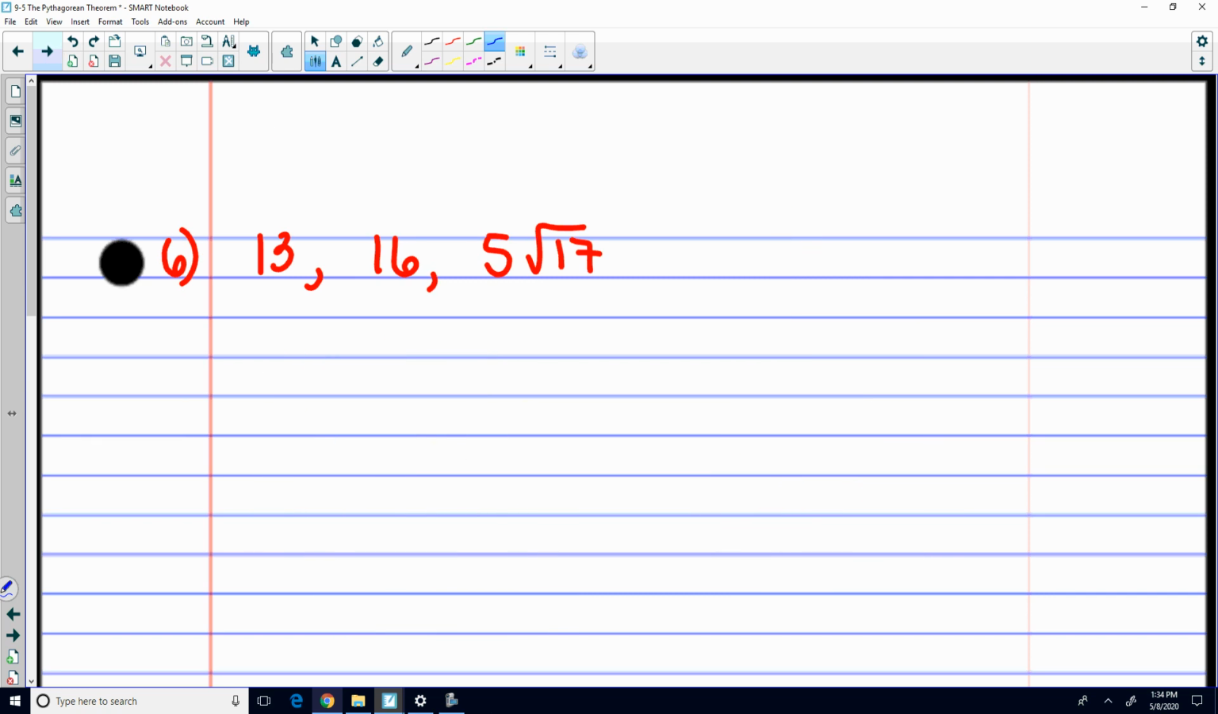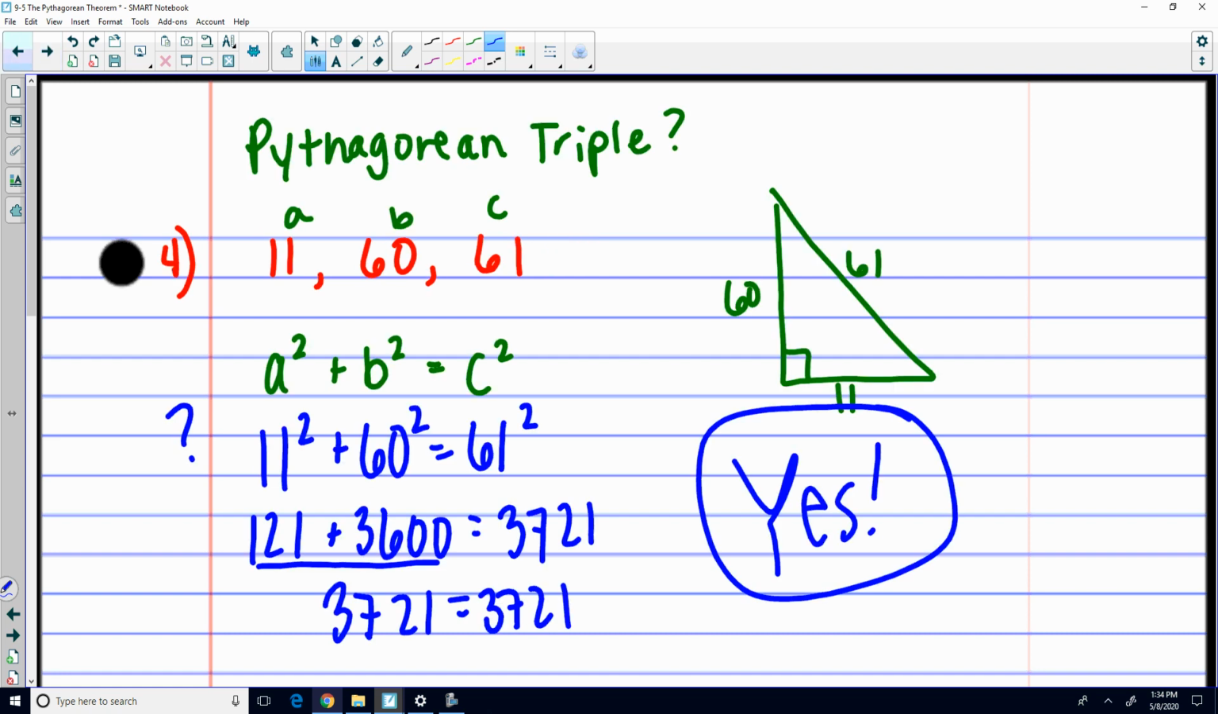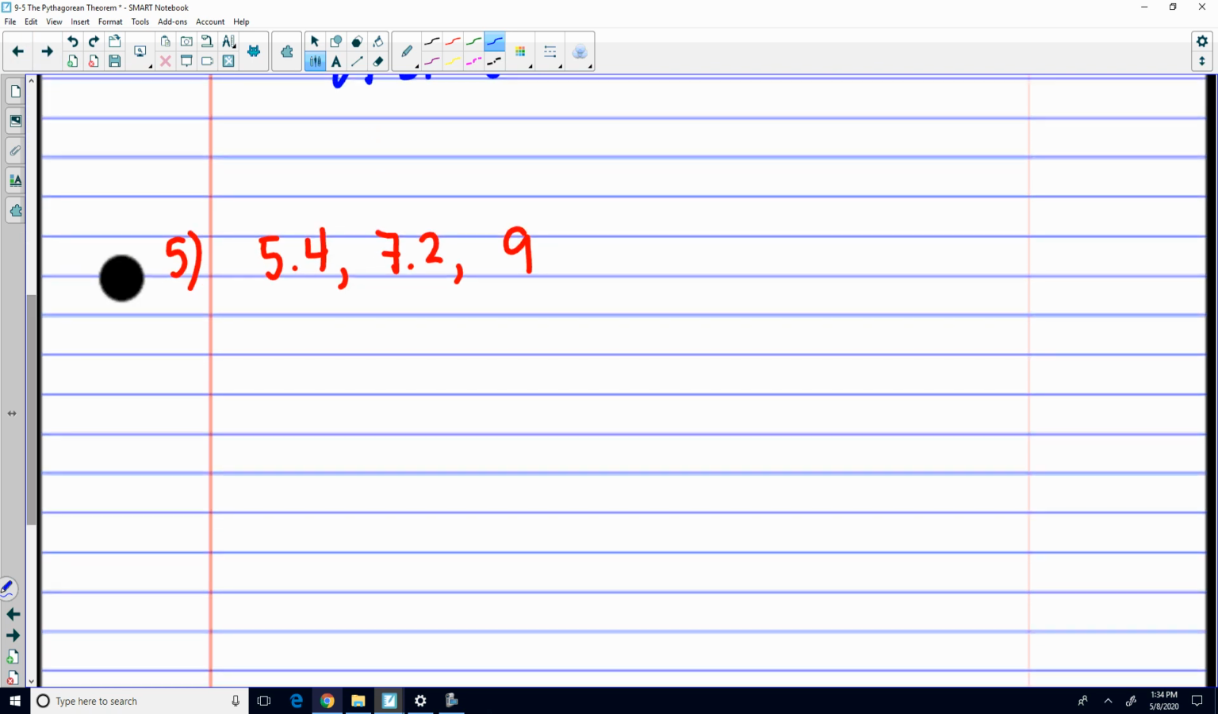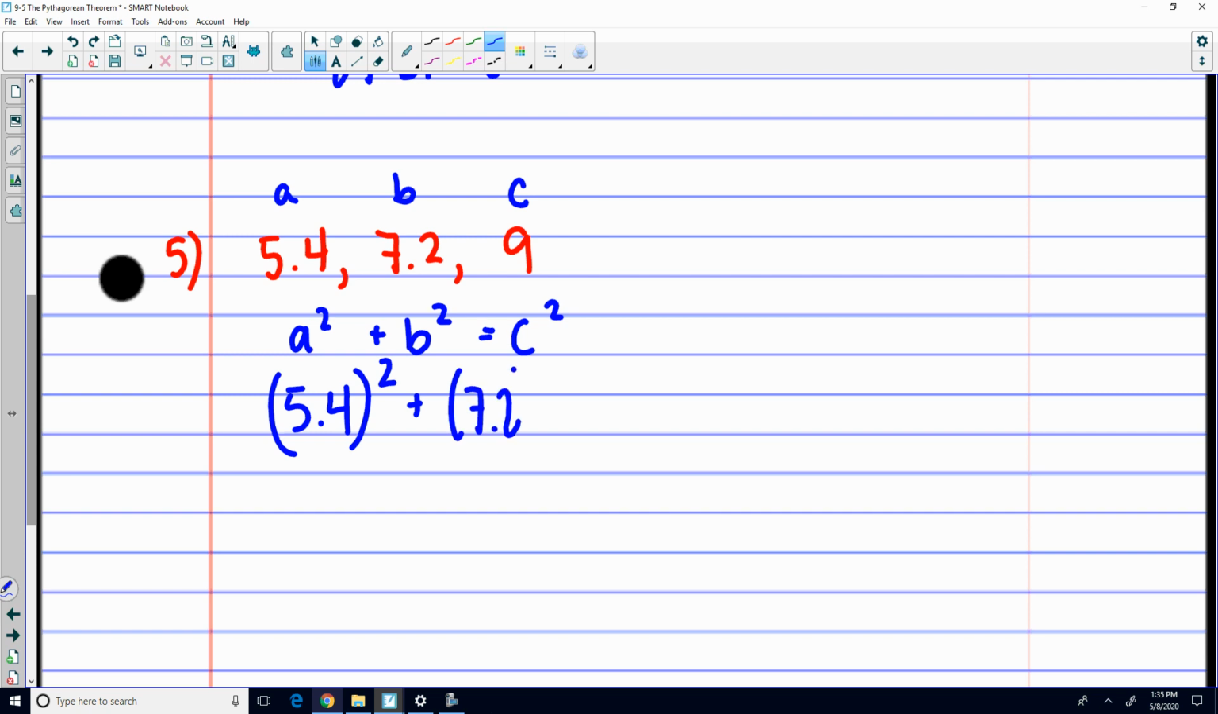Let's check a couple more. Is this a Pythagorean triple? Okay, I skipped one, I did. It's at the bottom, down here. Is this, let's do this one first, a Pythagorean triple? Okay, 9 is my biggest number, so that's going to be my C. We'll just put them in order then. So is, let's actually write it, A squared plus B squared equal to C squared. Is 5.4 squared, and you can do that on a calculator, plus 7.2 squared equal to 9 squared?